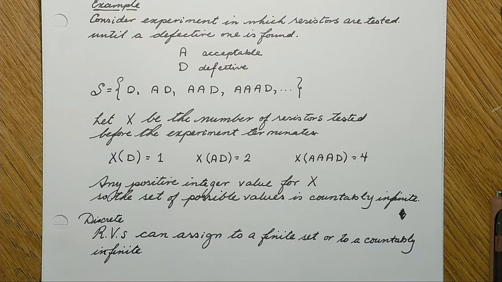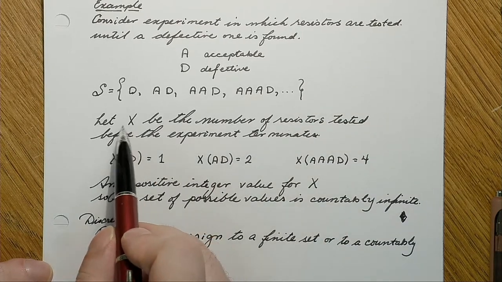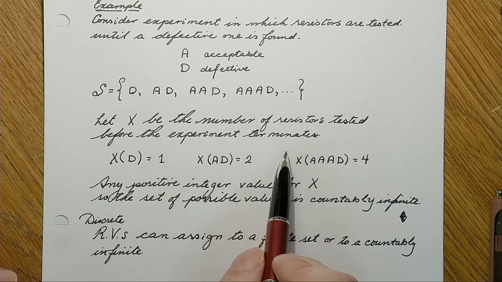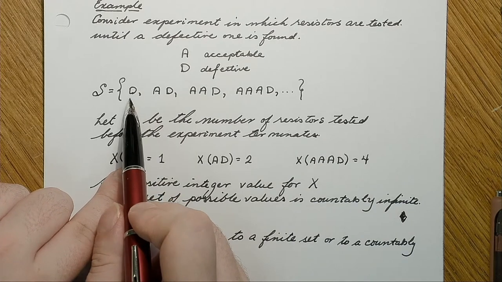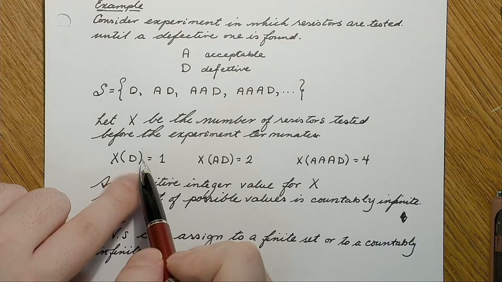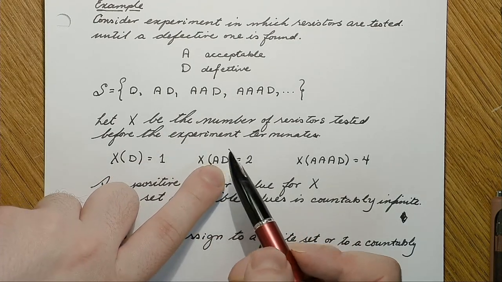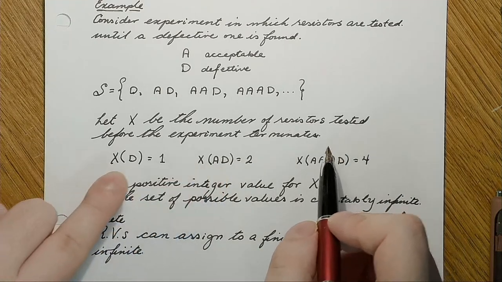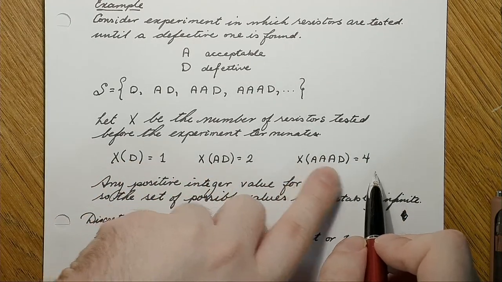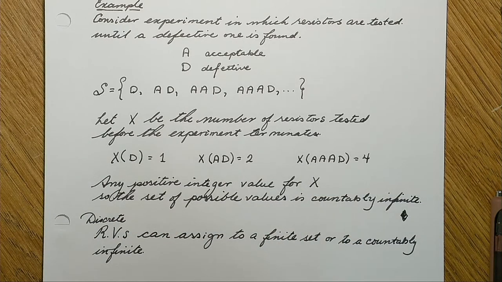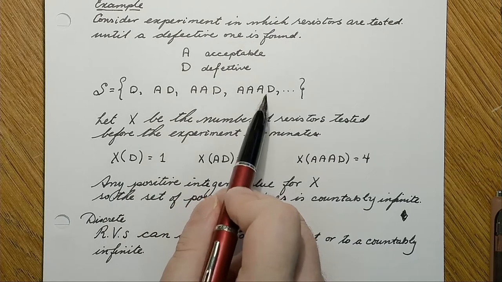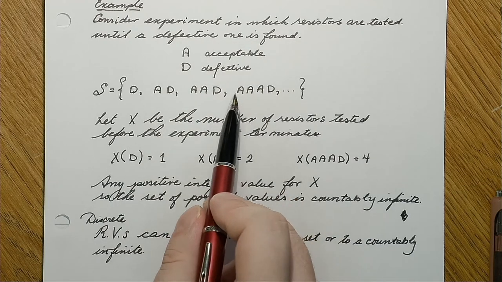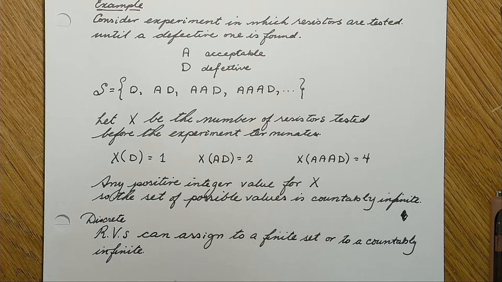Sorry, I'm not clear why. Oh. So in this case, it says let X be the number of resistors tested before the experiment terminates. So all you have to do then is count how many resistors were tested. So in this case, there was only one resistor. It was defective, and then the experiment terminated. There were two resistors. So on the second one, a defective one was found, so it terminated. So we're just looking at the number of resistors that were tested. There was one here, there was two here, and then there was four in this case. No, it's not just their placement in the series. The experiment does end when a defective one is found, but we're simply counting the number of resistors that were tested. Okay.